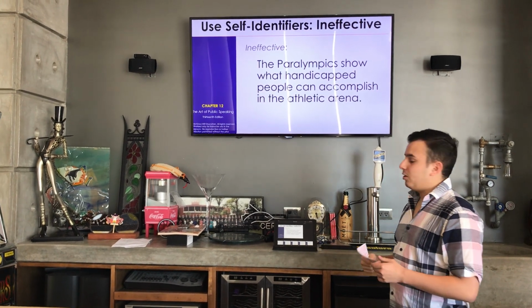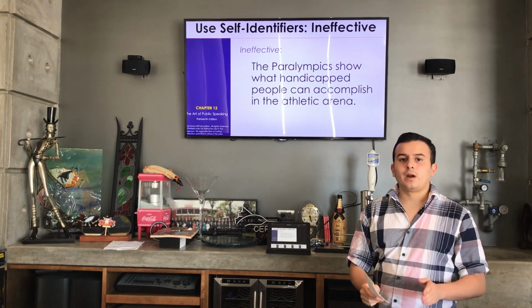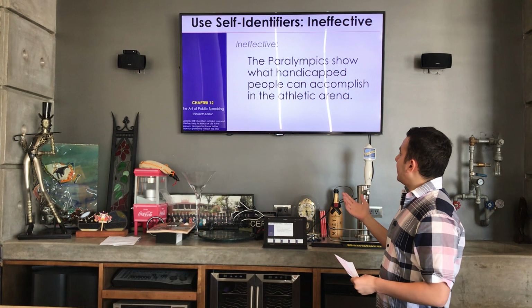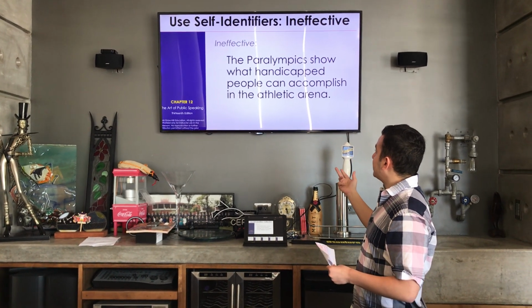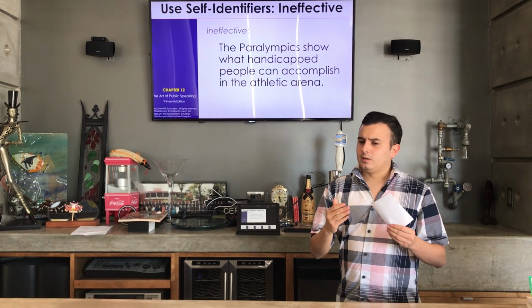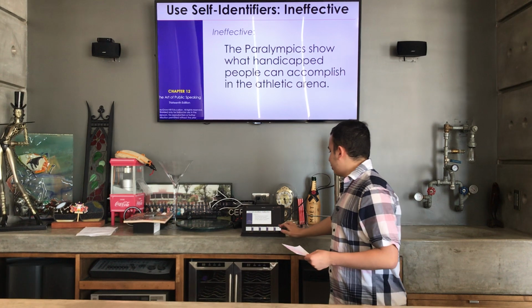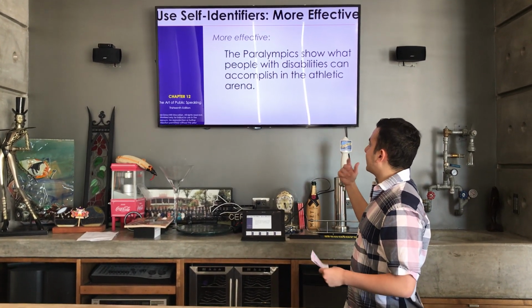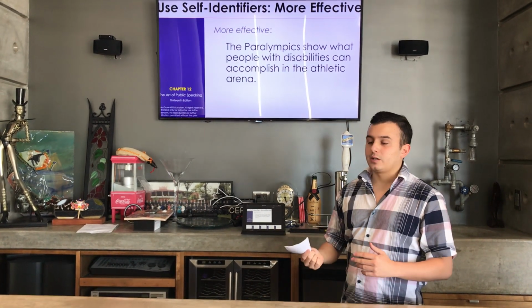And finally, the self-identifier. When you're talking to specific groups, you want to use the way they refer to themselves, not the way you would talk about them. The example is: the Paralympics show what handicapped people can accomplish in the athletic arena. People with disabilities don't call themselves handicapped. So what you should do is use the term they use: people with disabilities can accomplish things in the athletic arena, and that's how you should refer to them when talking.